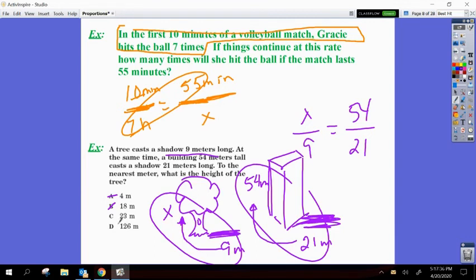126? That's way too tall. That's taller than the building itself. So the answer is clearly C. That's what you would have gotten if you cross-multiplied and divided. You would have gotten 23 meters.